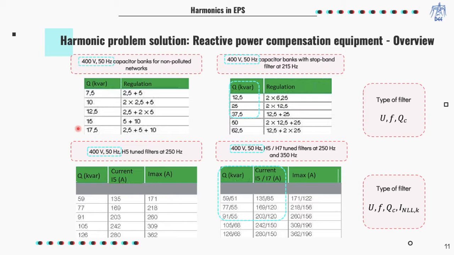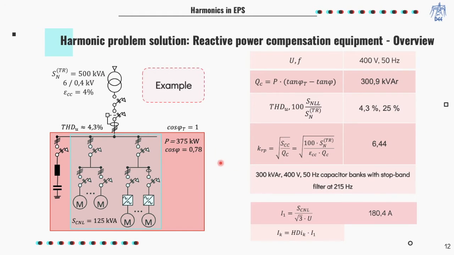To choose the standard and oversized capacitor banks, as well as the capacitor banks with the tuned filters, the rated voltage at frequency of the installation are required. The reactive power to be compensated is also required. For tuned filters, the current consumed by nonlinear loads at the tuned frequency is also required. As an example, we have the electrical installation in the figure, and we must decide which type of capacitor bank is required for the installation.